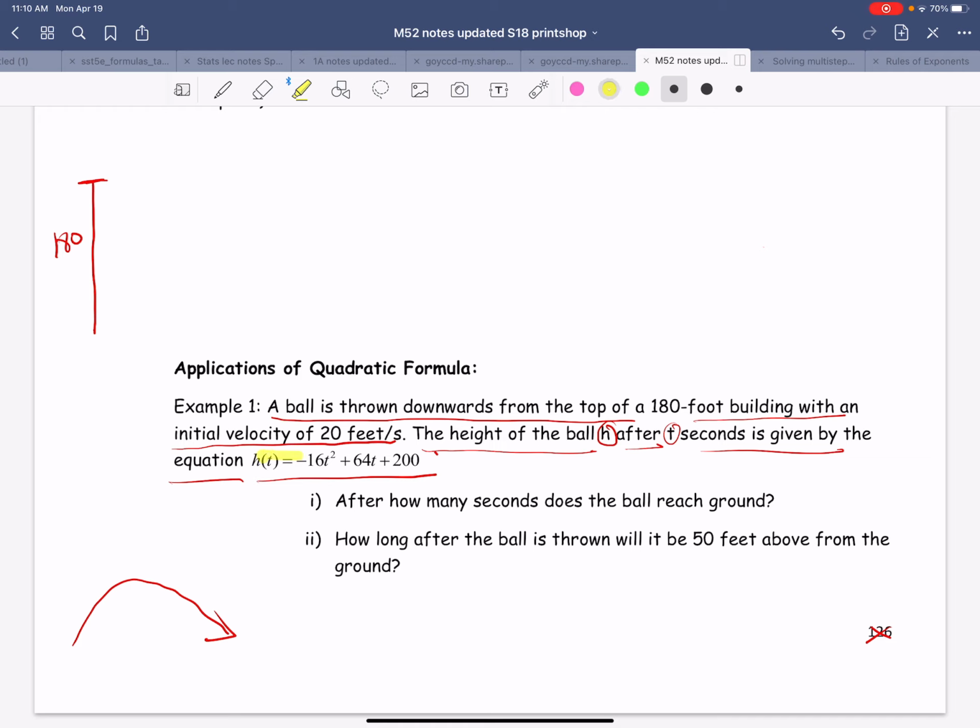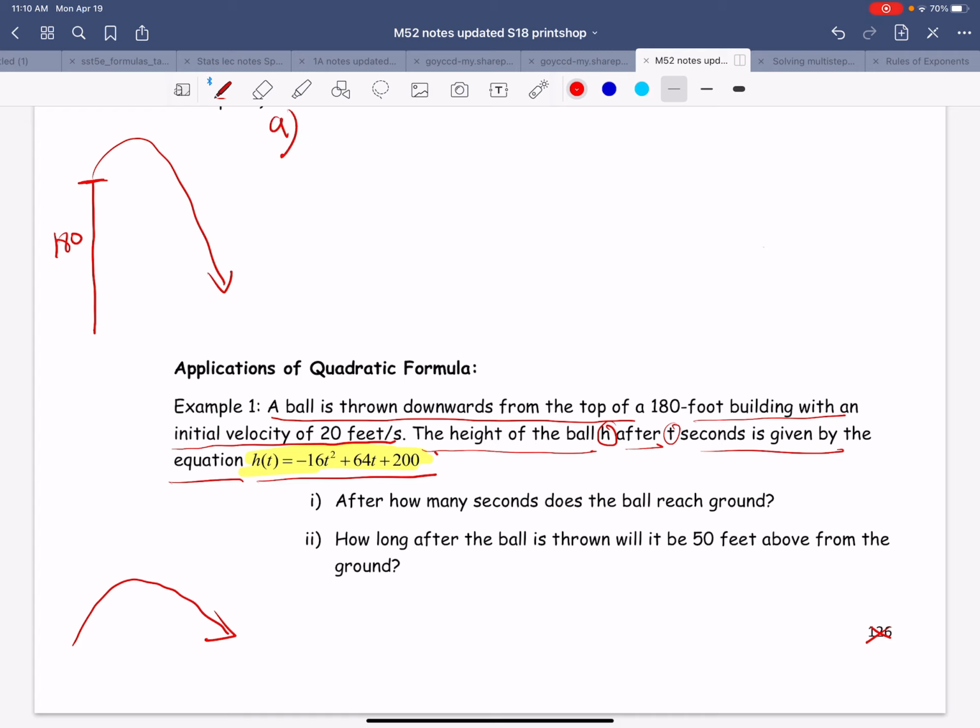So this is the function representing height as a function of time. That means height is a dependent variable and time is an independent variable. Height changes as the time changes. Okay, so we throw a ball and it's going down. It goes up for some time, then it starts going down.